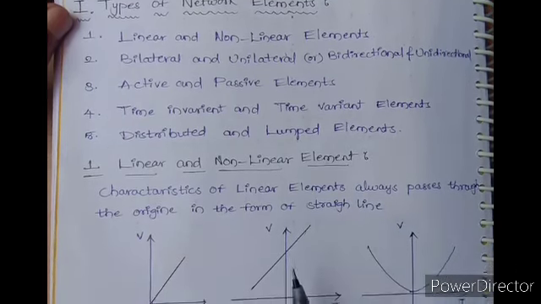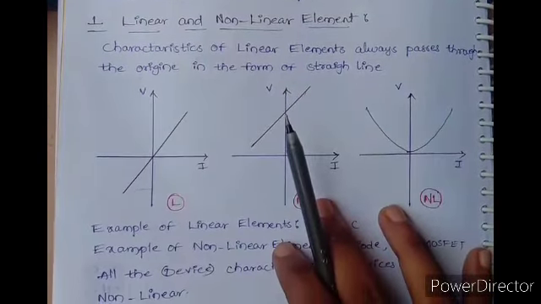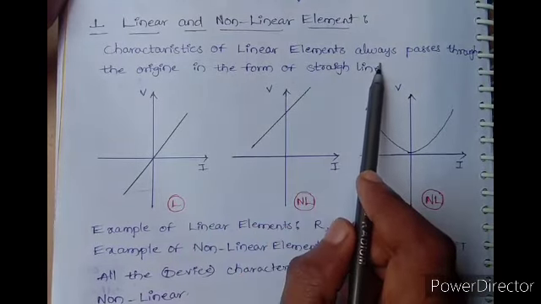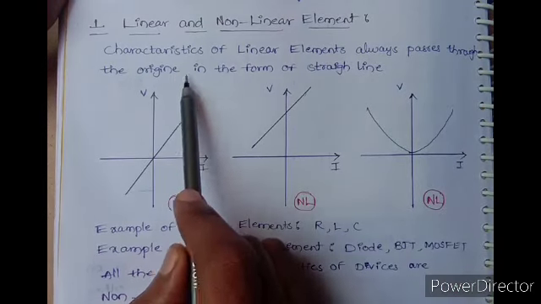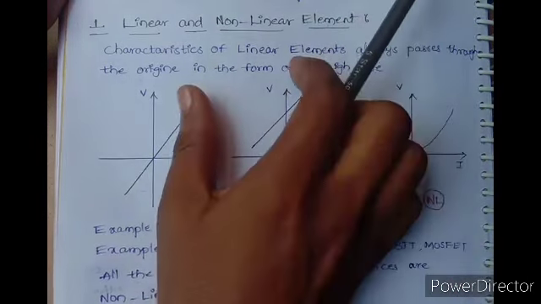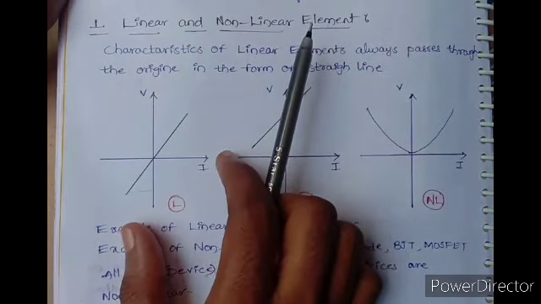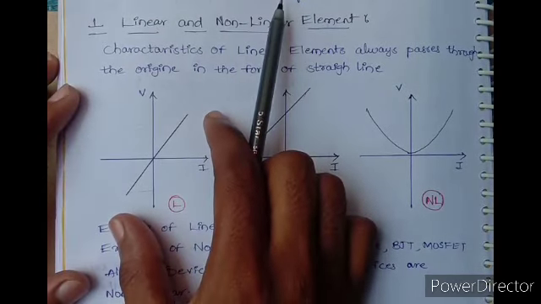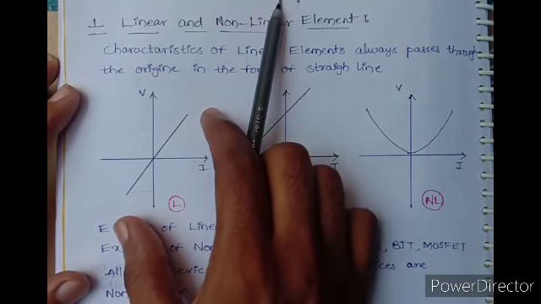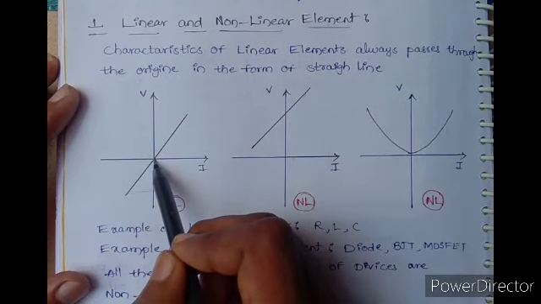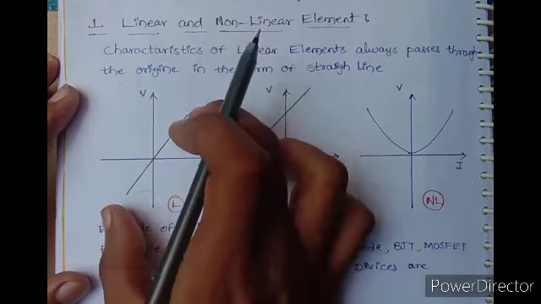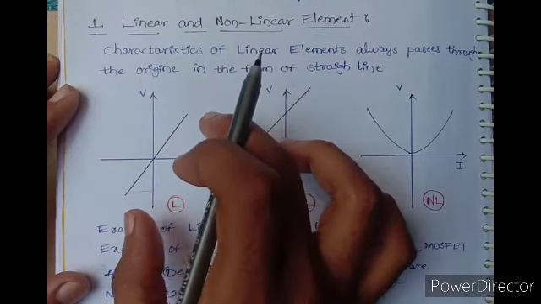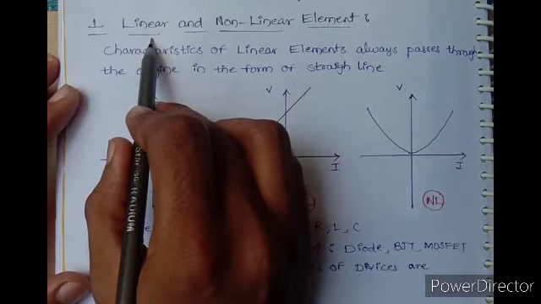Now come to the first one, that is linear and non-linear elements. Characteristics of linear elements always passes through origin in the form of straight line. To understand linear elements, we will take an example. Look at this example. In this example, it is a characteristics of some element which is a straight line and it is passing through origin. It is a straight line and passing through origin. That means this characteristics curve is a characteristics curve of a linear element.